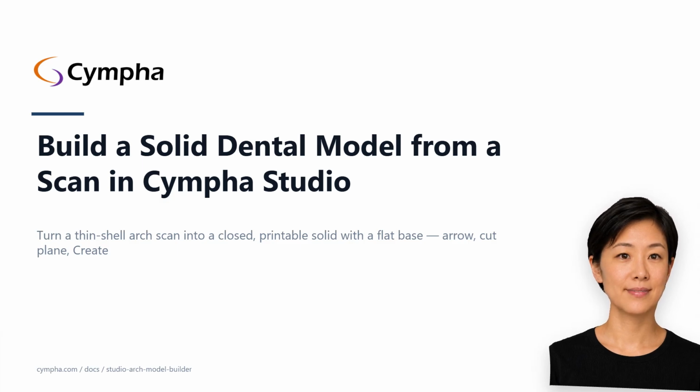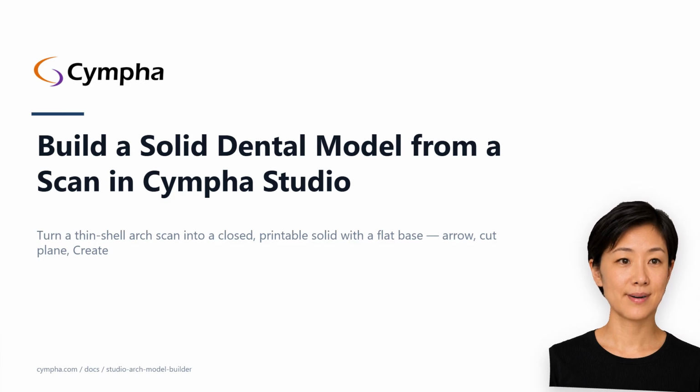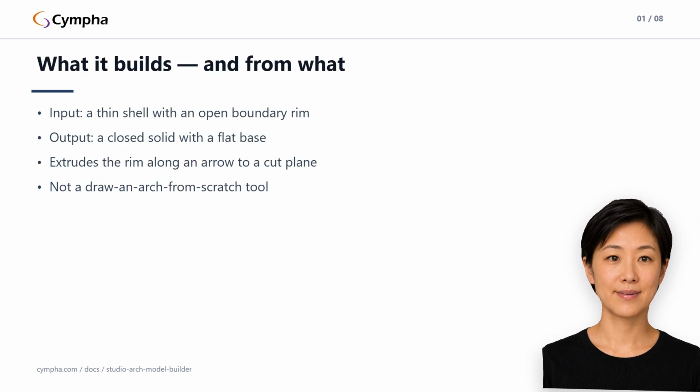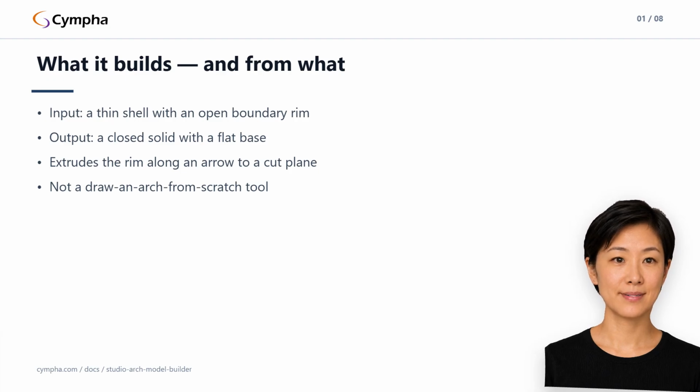First, the mental model. Make Dental Model takes a thin shell, an intraoral arch scan with no underside, or any mesh with a free rim around its perimeter, and extrudes that open boundary along a direction you choose, down to a cut plane, producing a closed solid with a flat base. The open rim is the raw material. A fully closed mesh has no rim for the extrusion to follow, so this tool needs a shell.